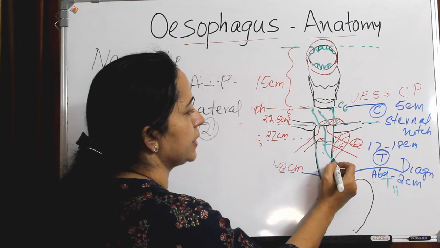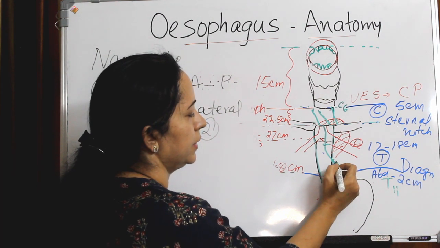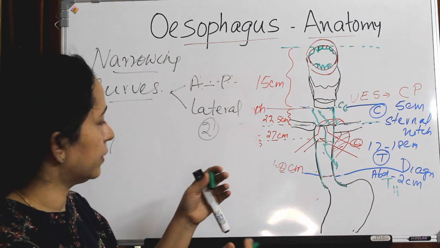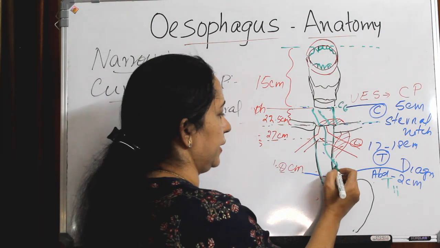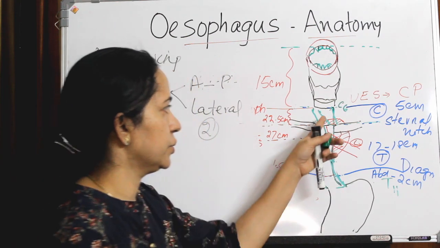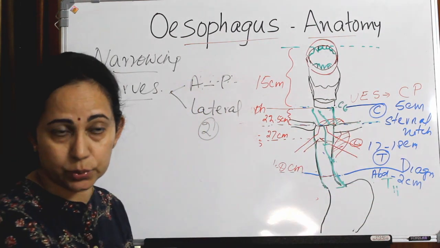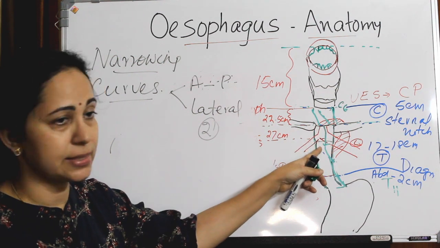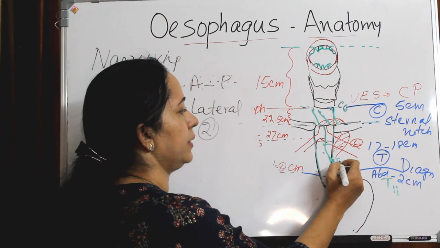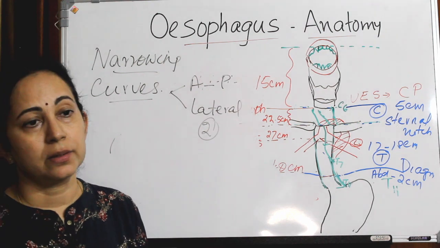there is a slight curve or deviation towards the left side. Okay, slight deviation towards the left side. So one at the cervical esophagus, when it goes till the thoracic inlet, and at the thoracic inlet it is again at the midline, and after reaching around T7 to T11, it goes slightly towards the left side.